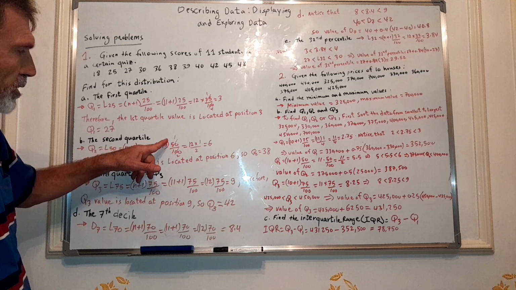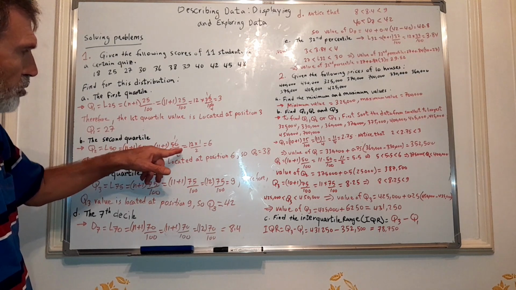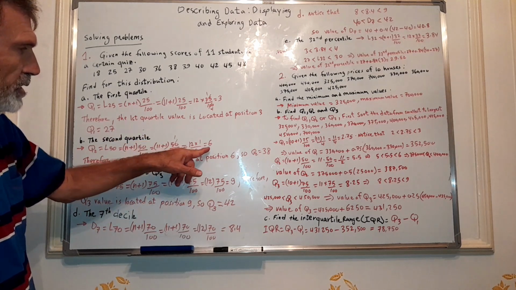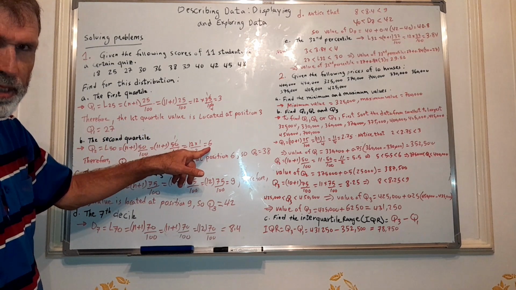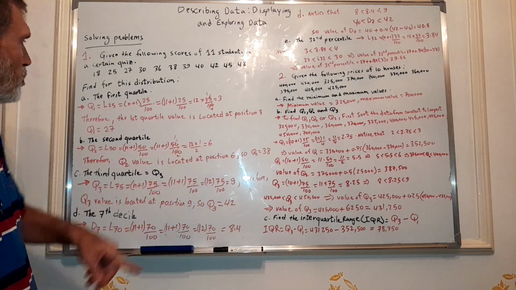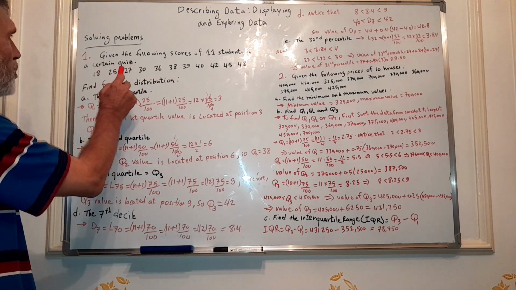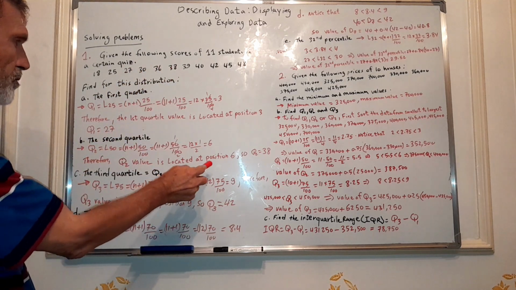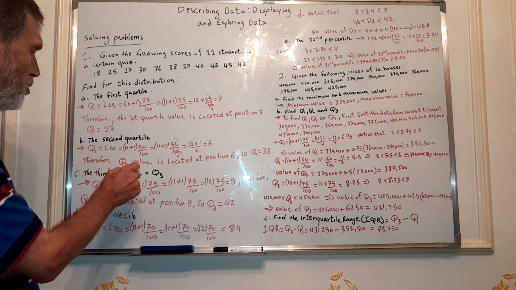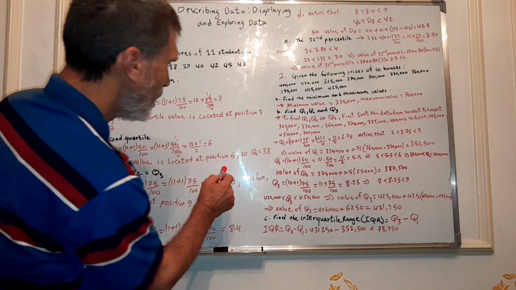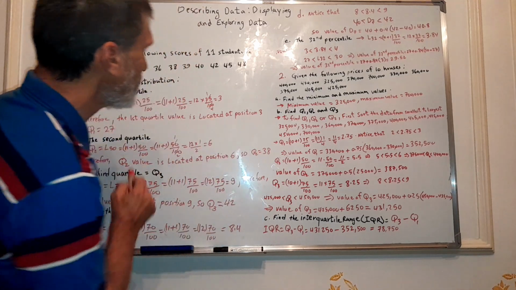Here we make some simplification. We come up with 12 times 1 over 2, we get 6. So this is the location. The location is 6. There's no decimal here. So we go 1, 2, 3, 4, 5, 6. So 38 is the value. So the Q2 value is located at position 6. Q2 is equal to 38.